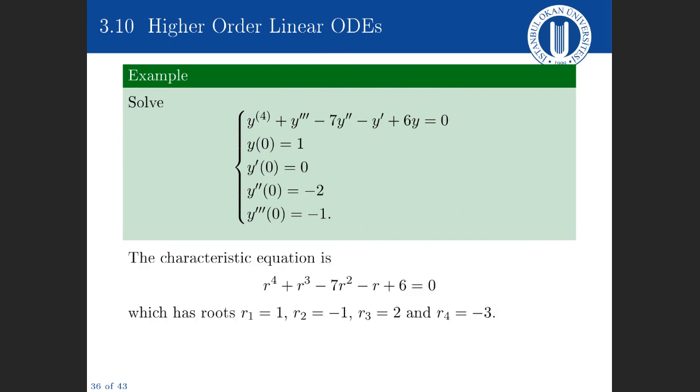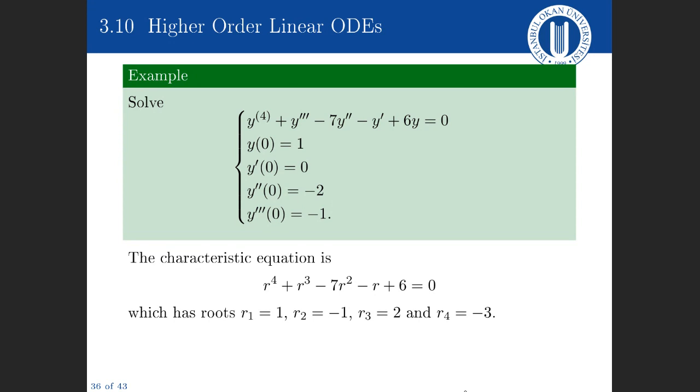First, we write down the characteristic equation. The numbers in our characteristic equation are 1, 1, minus 7, minus 1, and plus 6. Exactly the same ideas that we've developed before. We find the roots of our characteristic equation. A little bit more difficult than finding the roots of a second order real polynomial, but still possible. The roots of this polynomial are 1, minus 1, 2, and minus 3.